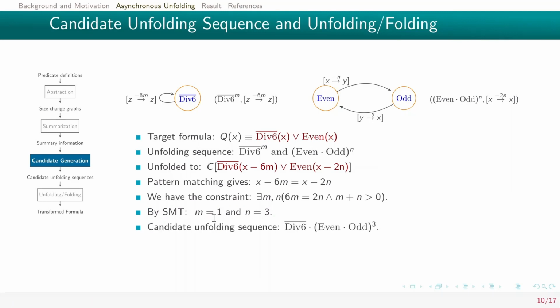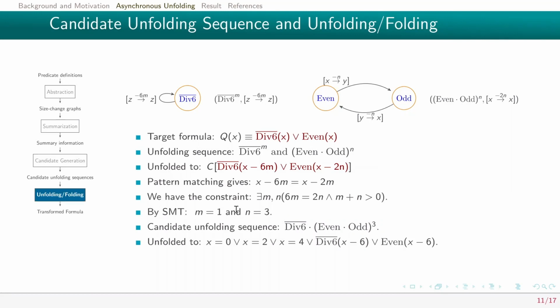Finally, we have this candidate unfolding sequence by substituting m and n. Now we unfold the formula accordingly and then fold it by substituting this part by q x minus 6. That means we get the transformed predicate q, which is defined to be the greatest predicate that satisfies this equation. This fixed point is chosen to be greatest fixed point if at least one predicate is defined with the greatest fixed point. Otherwise, if all the predicates are defined with the least fixed point operator, then we also choose least fixed point operator here.